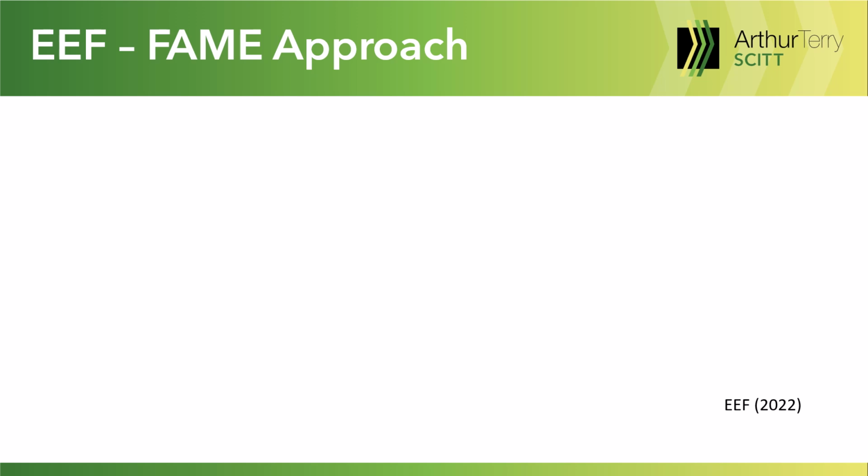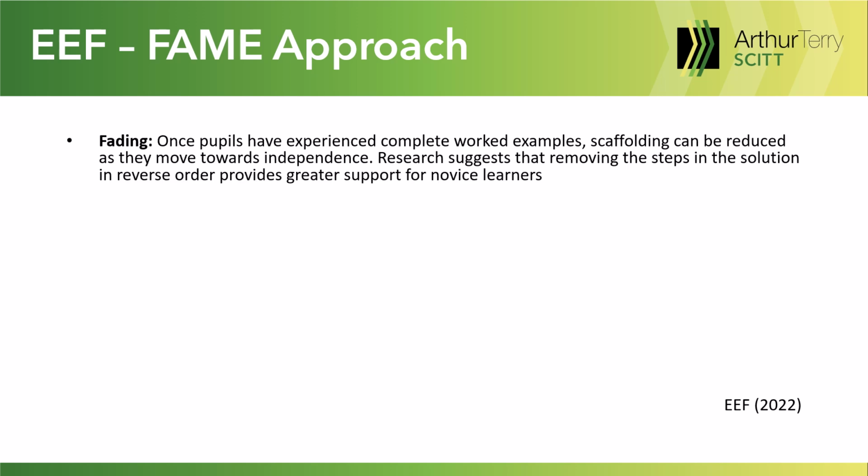Let's now think about how we can effectively fade these scaffolds. The EEF provide a framework for using worked examples, a particular form of scaffolding, which they call the FAME approach. Let's have a look at the steps that they suggest now. So first is fading. Read through this. So an important part of this idea is that you should remove the steps in the solution in reverse order. It's important to think about how this might apply to your particular subject.